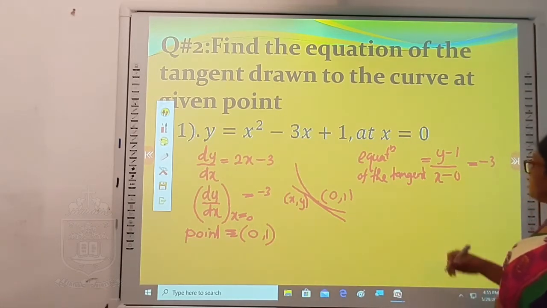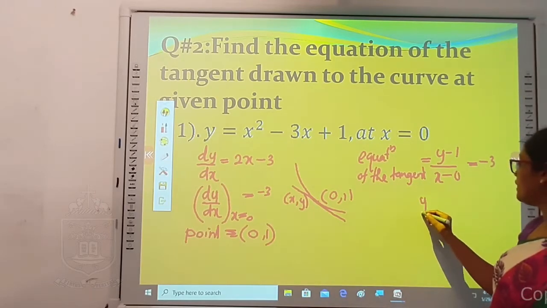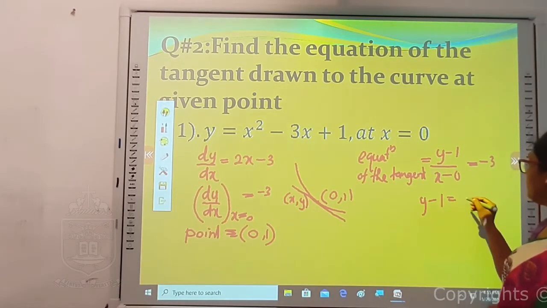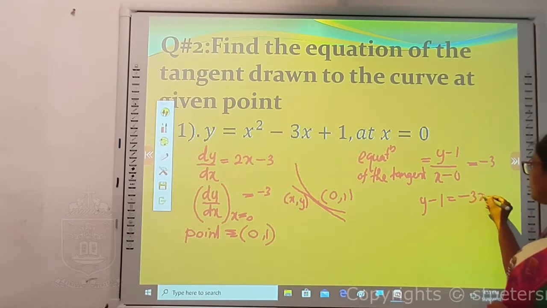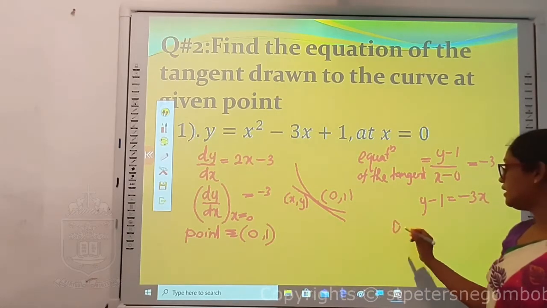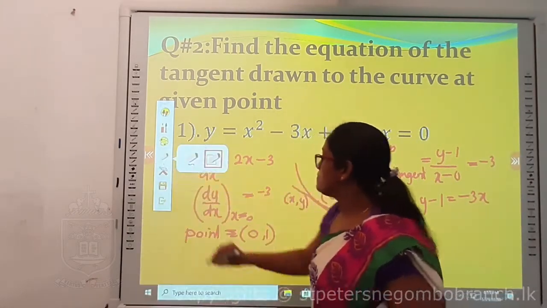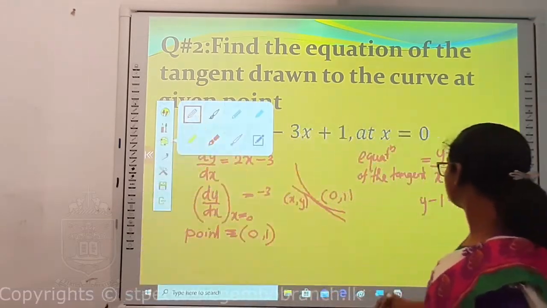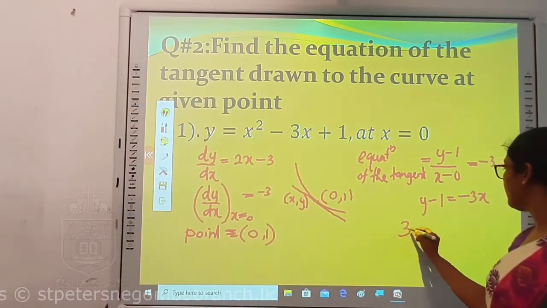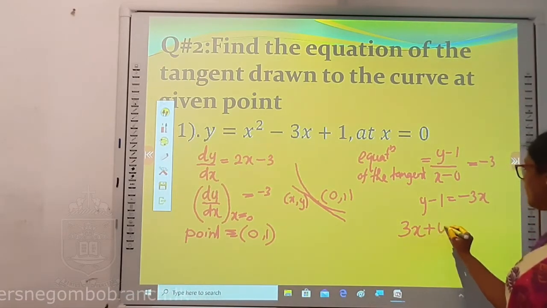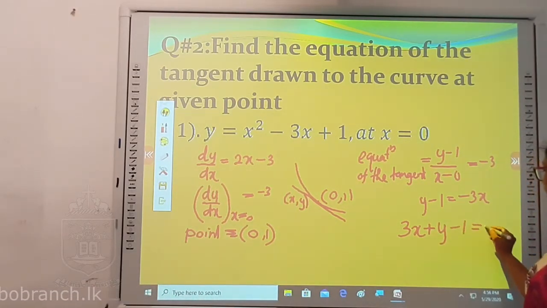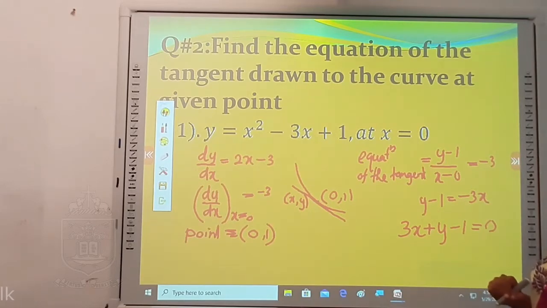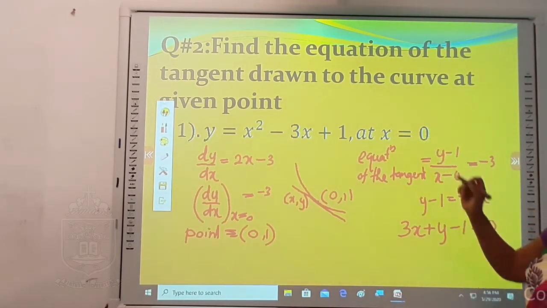So we can just apply cross multiplication to simplify. So y minus 1 is equal to minus 3x. I bring this term to the other side: 3x plus y minus 1 equals 0. Right? So this is the equation of the tangent drawn to the curve at x equals 0.